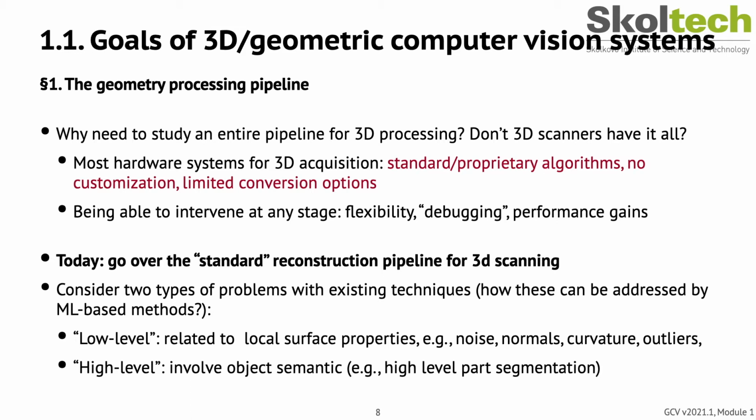Our goal for today would be to go over the standard reconstruction pipeline for 3D scanning. As we go, we will also touch two types of problems with existing techniques and ask questions about how these can be addressed by machine learning-based approaches. The first would be a low-level task, for example, those related to local surface properties, such as smoothing the noise or estimating normals, extracting curvature, and removing outliers. The other one would be connected to the high-level understanding, which would typically involve object semantics, such as part segmentation or instance segmentation.